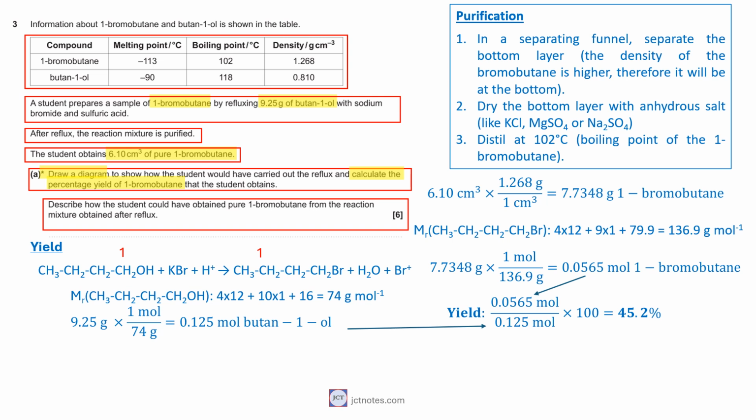The purification is performed in a separating funnel, by separating the bottom layer, as the density of the bromobutane is higher, therefore it will be at the bottom. The bottom layer should be dried with an anhydrous salt, like potassium chloride, magnesium sulfate, or sodium sulfate. The final step is to distill at 102 degrees Celsius, the boiling point of 1-bromobutane.